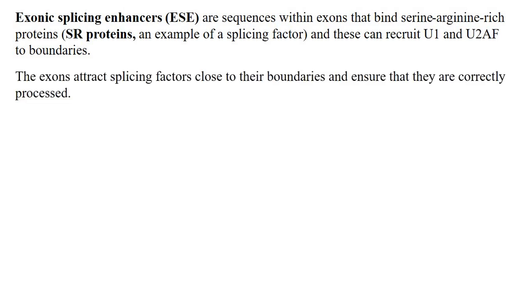There are sequences in the exons that are important for the splicing to happen. These are called exonic splicing enhancers. These sequences reside within exons. These bind to serine arginine rich proteins, or SR proteins. These SR proteins are examples of splicing factors, and these can recruit U1 and the auxiliary factor U2AF 65/35 to the boundaries as well.